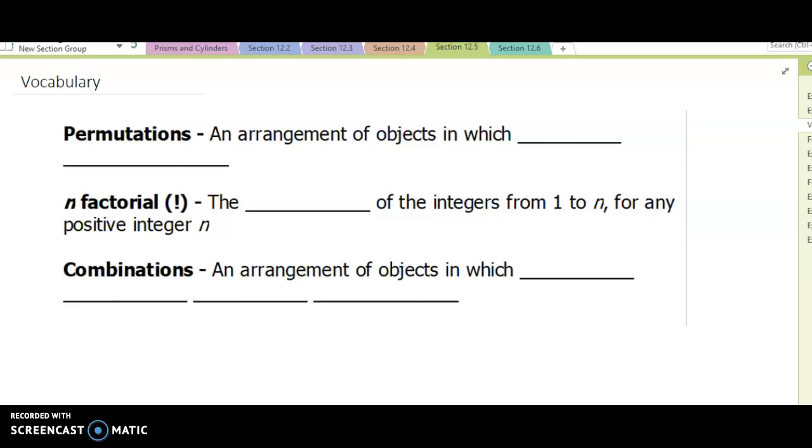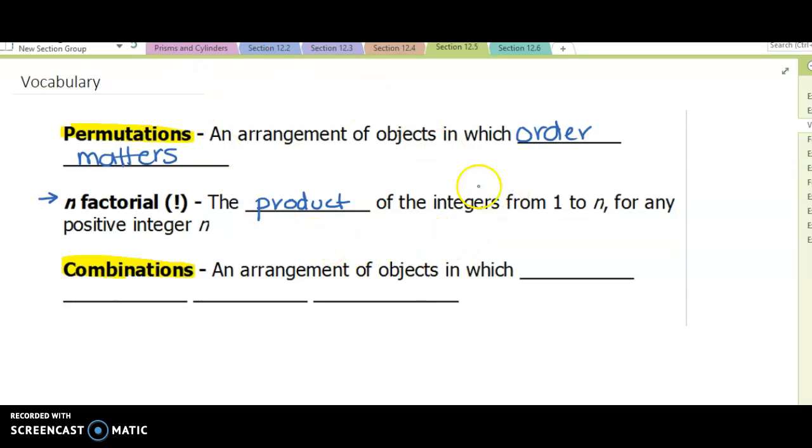There are 2 different things we're really going to be hammering this section, and it's permutations and combinations. These are very, very similar, yet very, very different. A permutation is an arrangement of objects in which the order matters. The order of them is important. A factorial is more of a math term, and this is just the product of integers from 1 to n for any positive integer n.